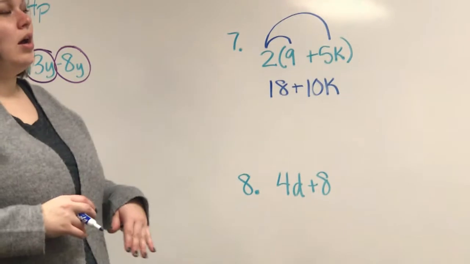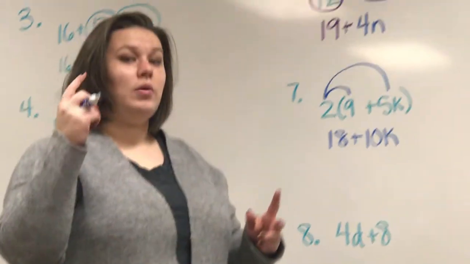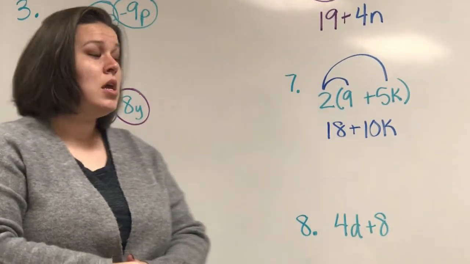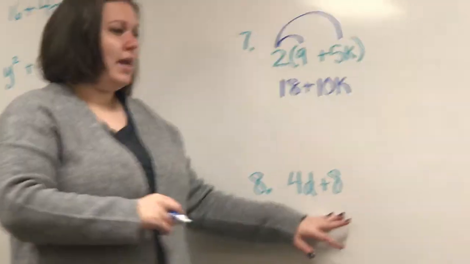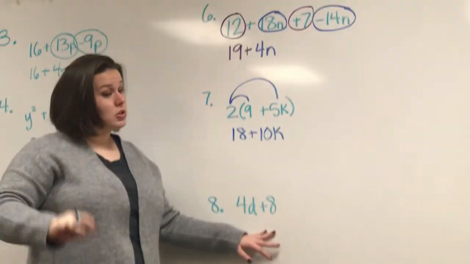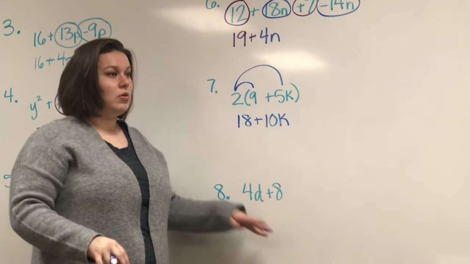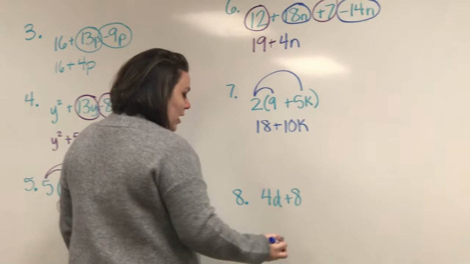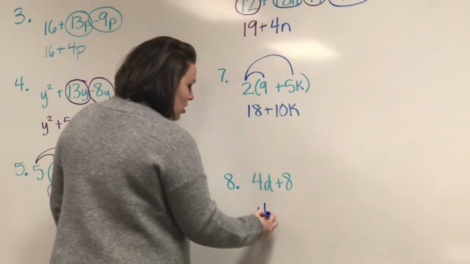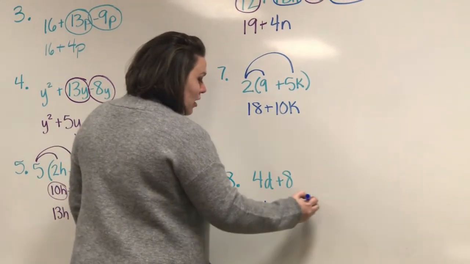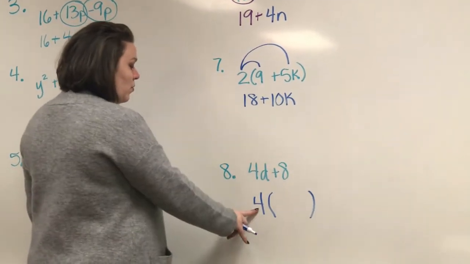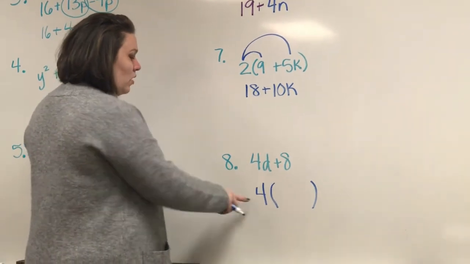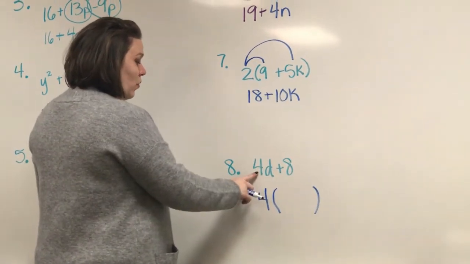Number 8 and also number 9, it's the one where you have to find the similar factors, the greatest common factor that they have in common. So 4 and 8, you have to go through your factors, which are smaller numbers, and what numbers do they have in common? And both of these have 4 as a smaller number in common, or a factor. So I'm going to put 4 on the outside, and I have to put my parentheses. 4 times what got me to 4D? 4 times 1 gets me to 4.